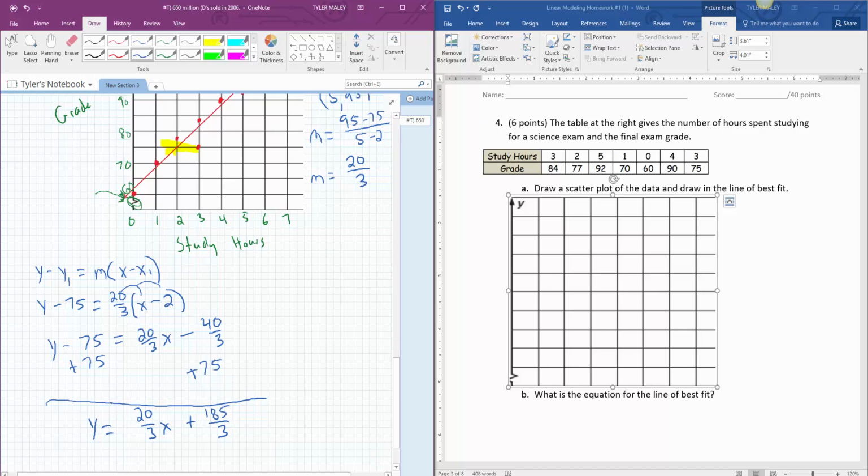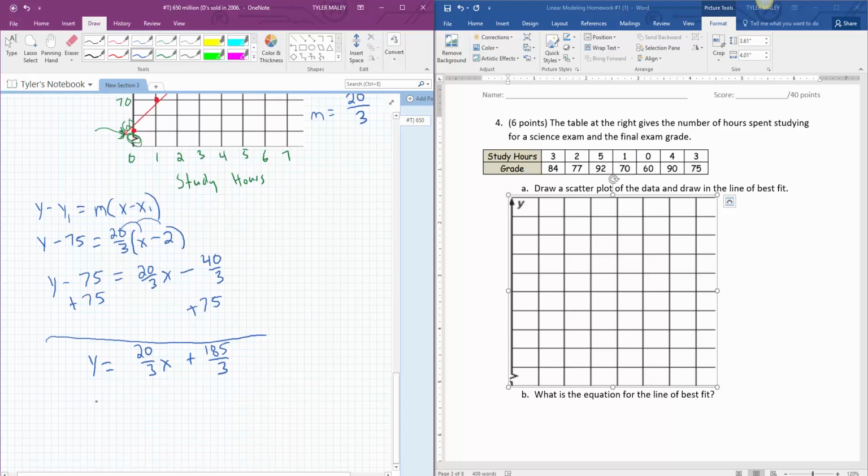Right, so here's my equation. And if you prefer, we could turn these into mixed numbers, right? So 20/3 is what, 6 2/3? And 185 thirds is 61 2/3.